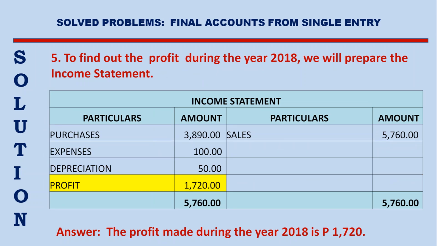5. To find out the profit during the year 2018, we will prepare the income statement. On the credit side, sales 5760. On the debit side, purchases 3890. Expenses 100. Depreciation 50. Profit 1720. Total expenses including profit 5760. Total income 5760.